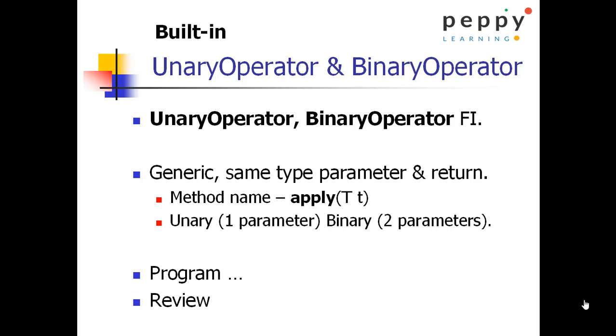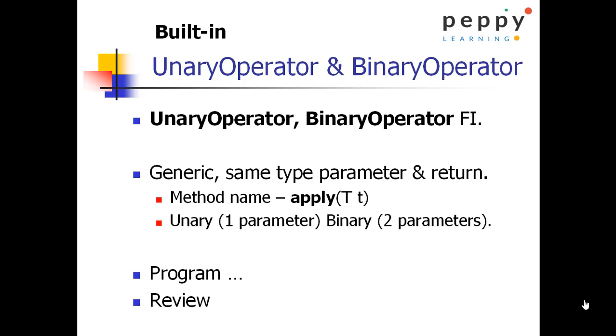In this video, you're going to learn about unary operator and binary operator. These are the built-in functional interfaces from Java 8. We know the definition of a functional interface: when an interface has one and only one abstract method, it is eligible as a functional interface.